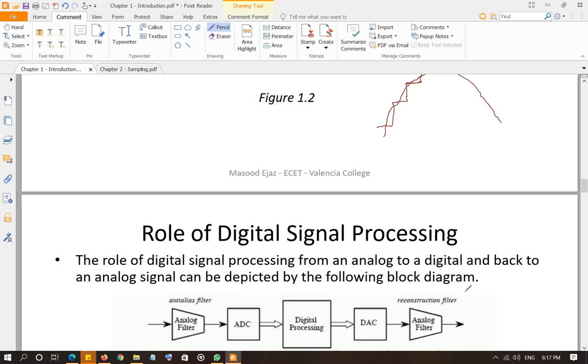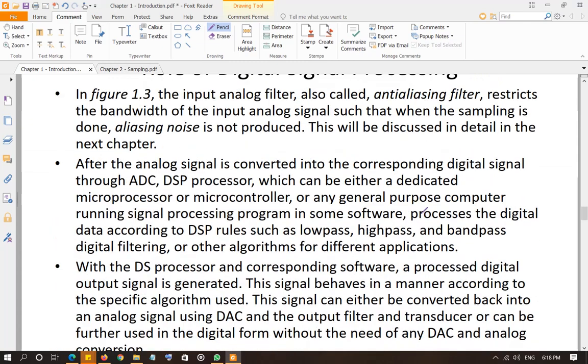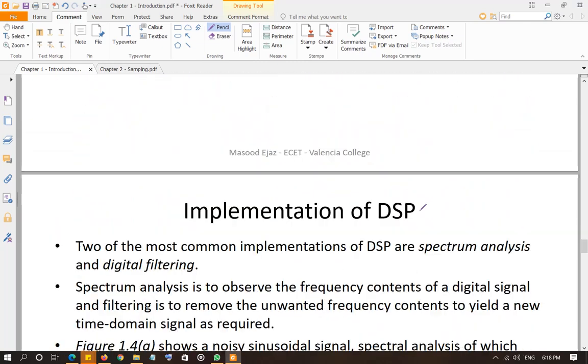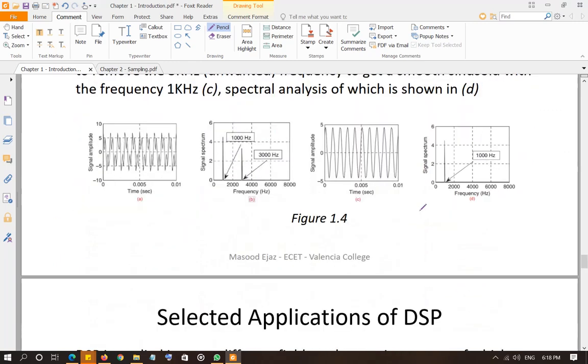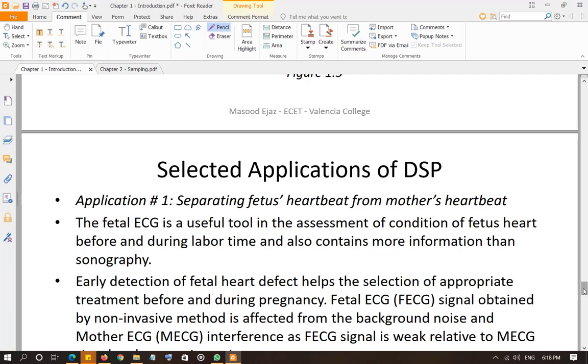So make sure you read all of this, the role of digital signal processing. You can read it, it's pretty straightforward. As I said, I'm not gonna go over each and everything. You can read all of these things: implementations, the basic purpose of DSP, where it is used, select applications.